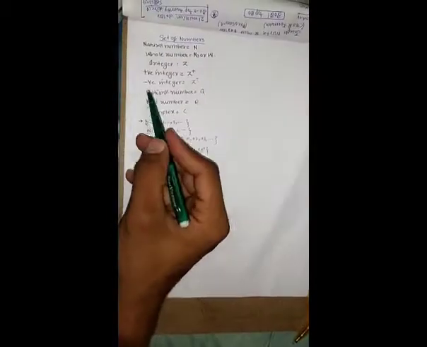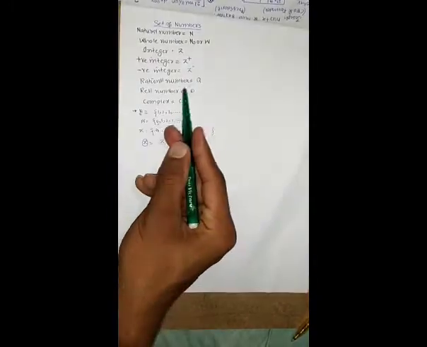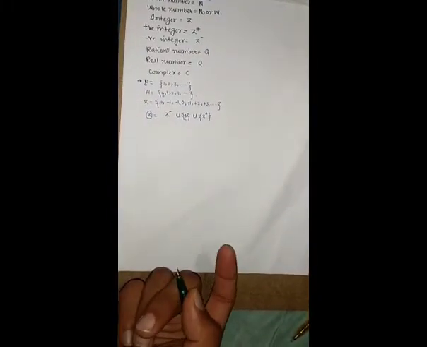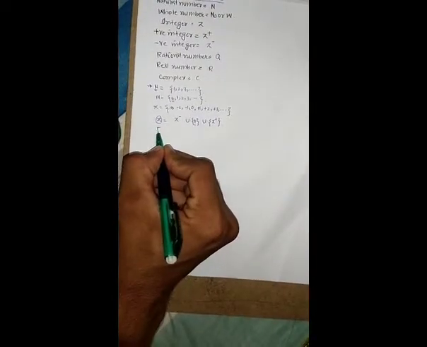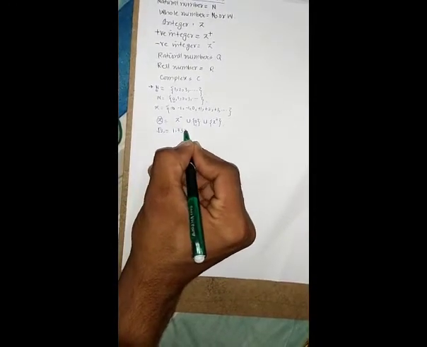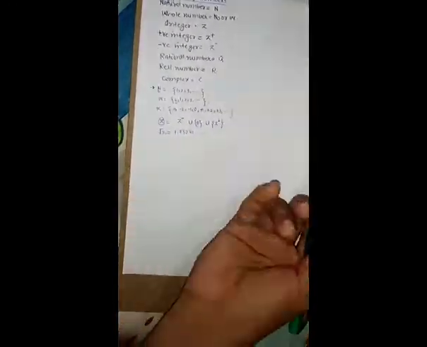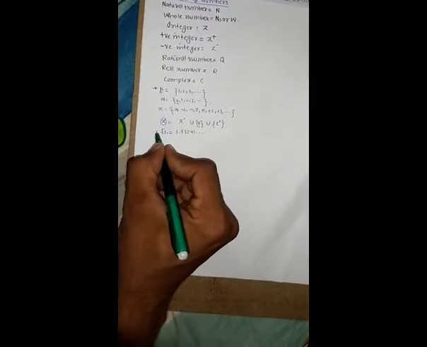And what are rational numbers? All those numbers which can be written in the form of a fraction, p upon q, are called rational numbers. And irrational numbers are all those numbers that are non-repeating and non-terminating decimals, like root 3. When we solve this on a calculator, the answer will be 1.73218 and so on. So these are non-repeating and non-terminating. These are called irrational numbers.